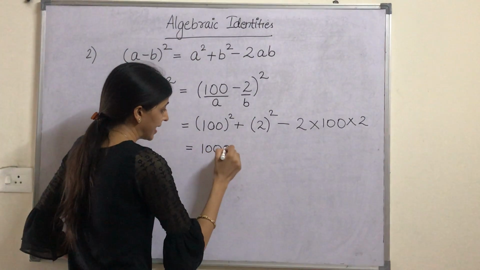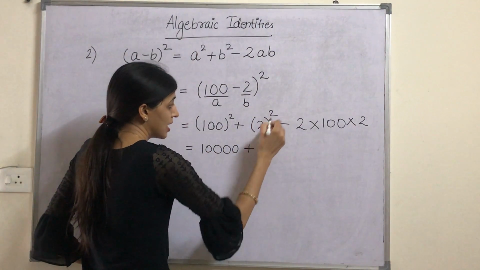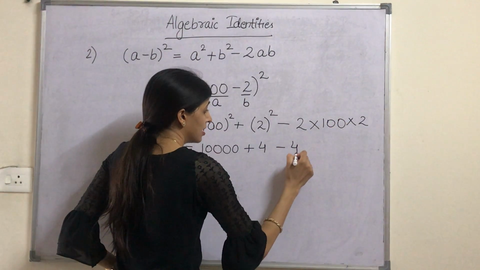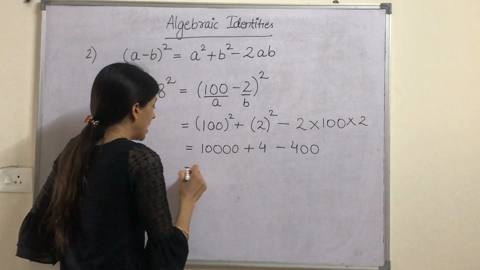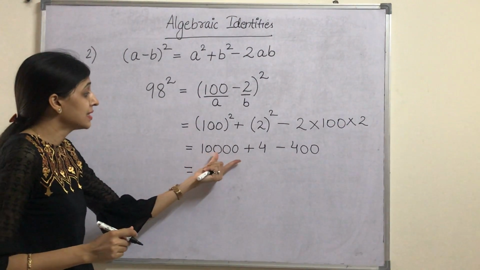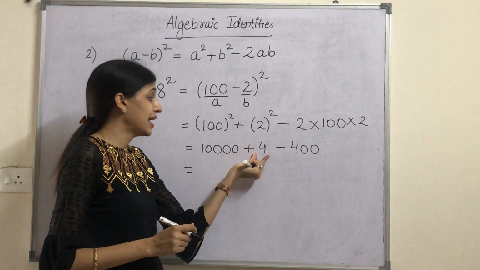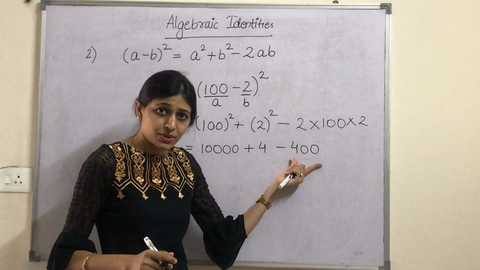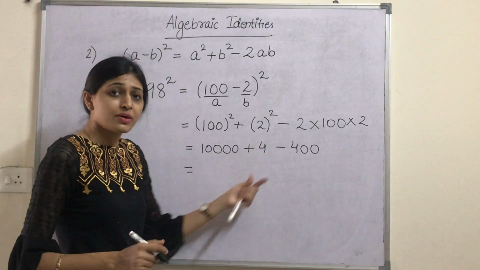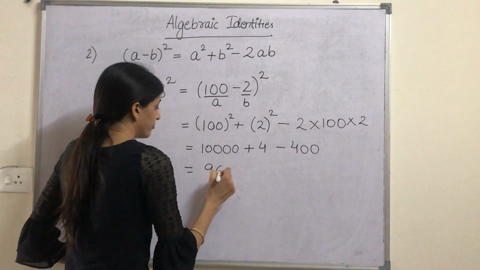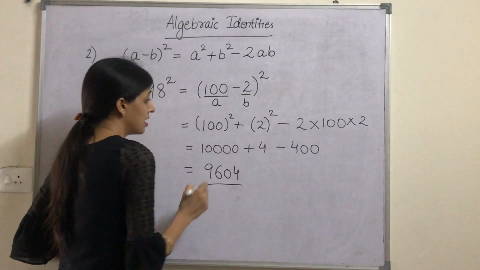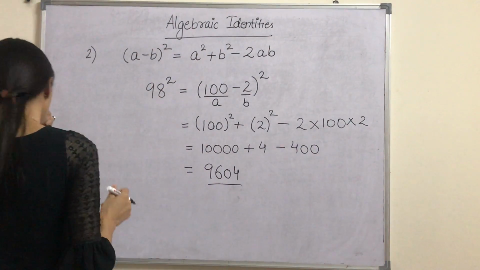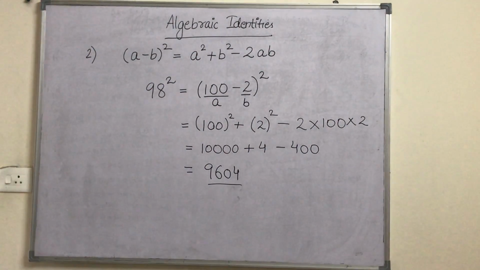100 square is 10,000, plus 2 2s are 4, minus 2 2s are 4, 4 into 100 is 400. Now, what is 10,000 minus 400 plus 4? 10,000 minus 400 is 9,600. 9,600 plus 4 is 9,604. This is your final answer, right? So, now we do the question based on the third identity.